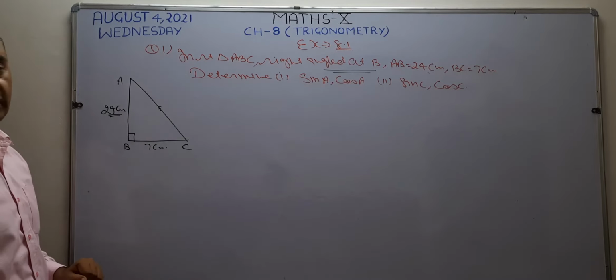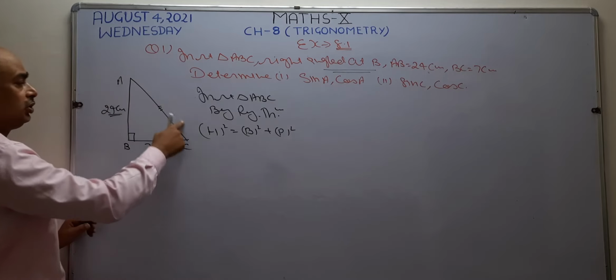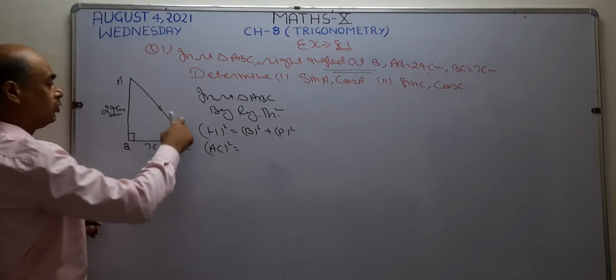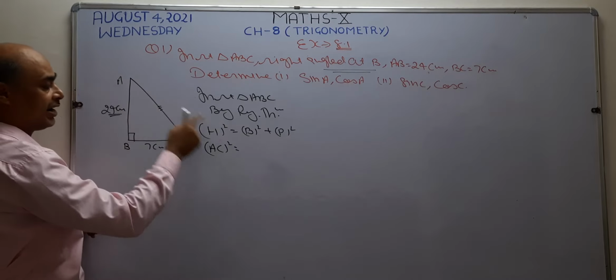Okay, now I write here, in right triangle ABC, by Pythagoras theorem. What is Pythagoras theorem? H square equal to B square plus P square, means hypotenuse square equal to base square plus perpendicular square. Now in this question hypotenuse is not given, so I am going to write the side name. This is your hypotenuse. What is the name of this side? AC. I write here AC.